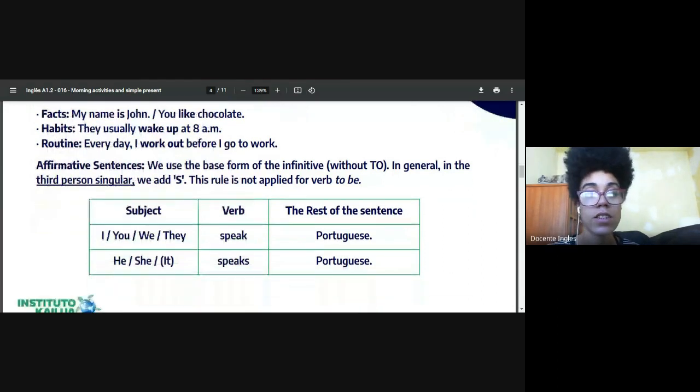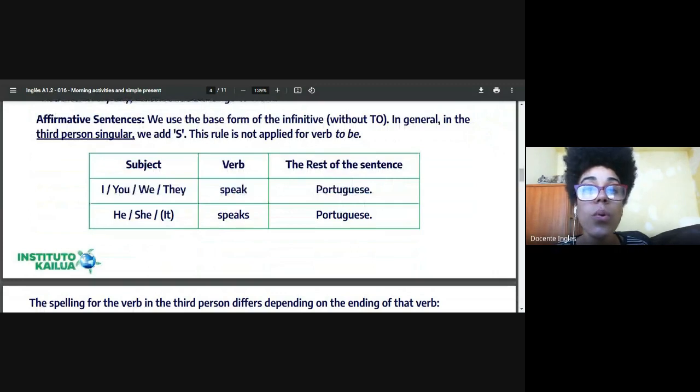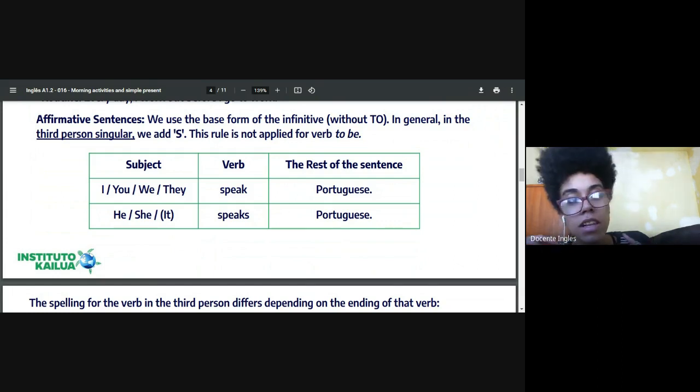So let's start with the structure. Affirmative sentences. We use the base form of the infinitive without to. In general, in the third person, we add s. This rule is not applied for verb to be. Yes, verb to be is a different case. You're going to see that verb to be works differently in many verb tenses. But let's focus on the simple present here.